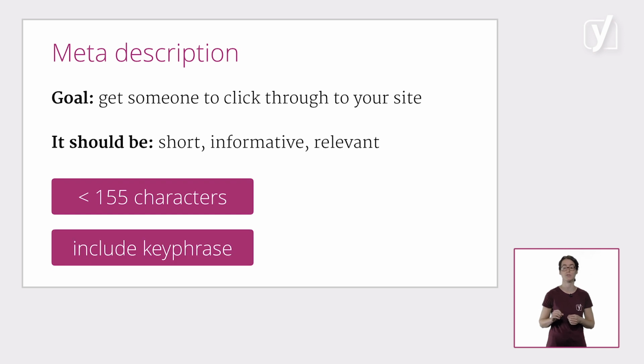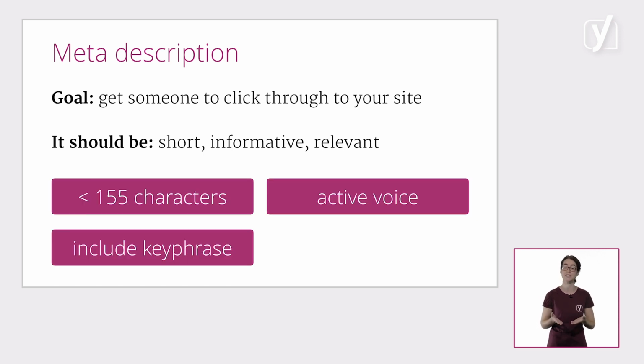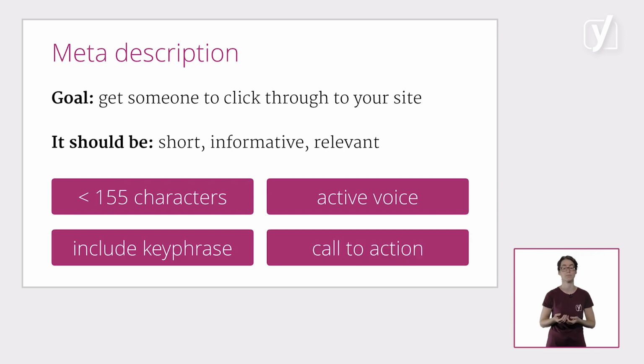And don't forget to include your focus key phrase. Google always wants to show the words people are searching for in the meta description. These search terms are usually presented in bold letters, like this. And in addition, try to write in an active voice to make your description easier to read. You can also include a call to action if it fits your page.